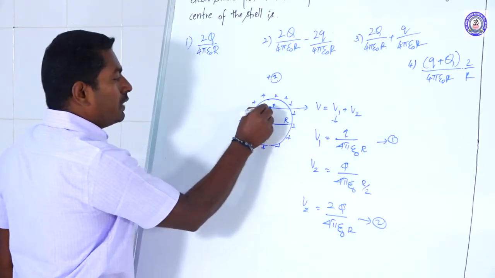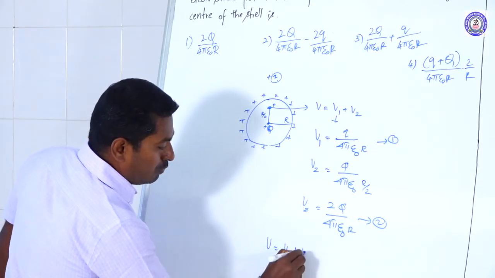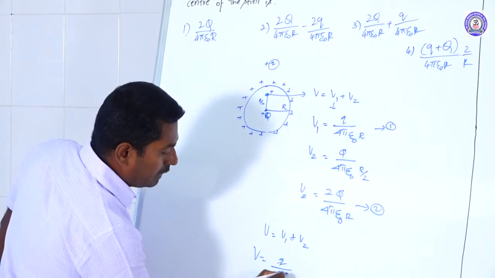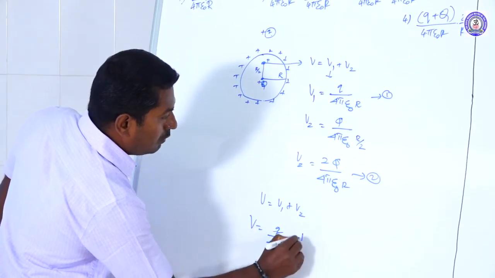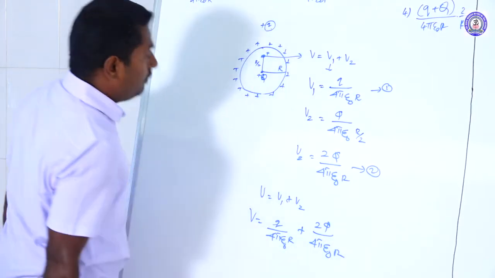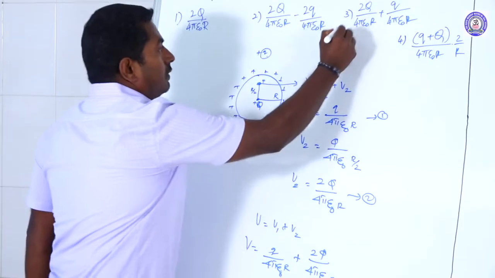Then what is the electric potential at point P? V is equal to V1 plus V2. V is equal to Q divided by 4 pi epsilon naught R plus 2Q divided by 4 pi epsilon naught R. Third choice.